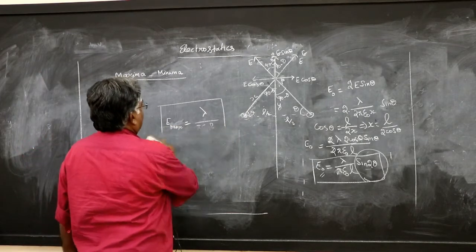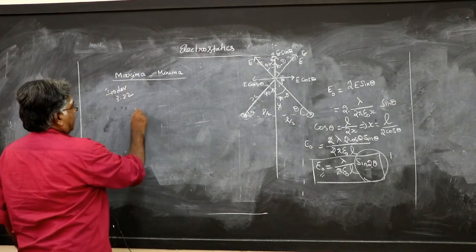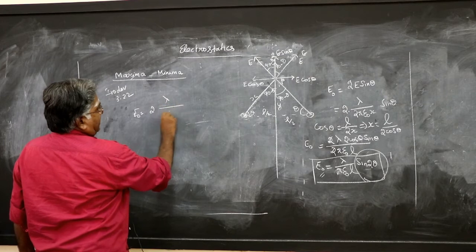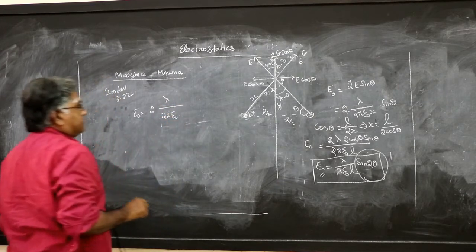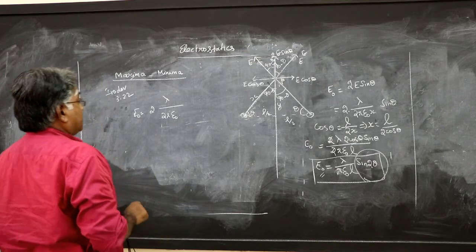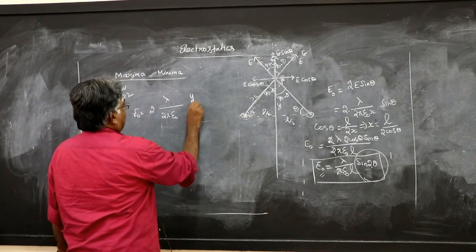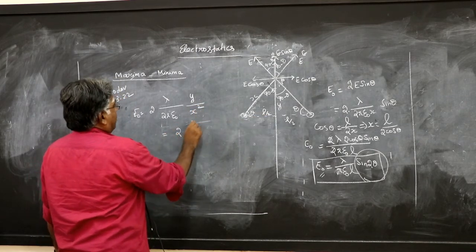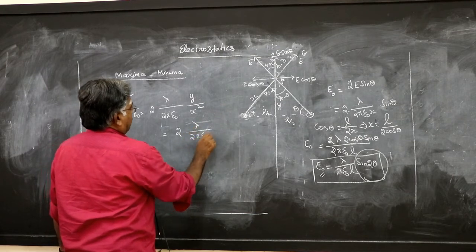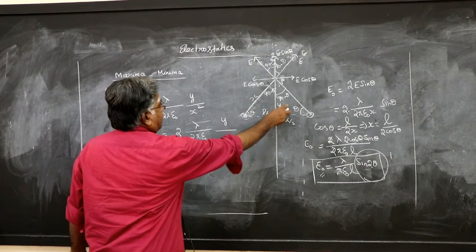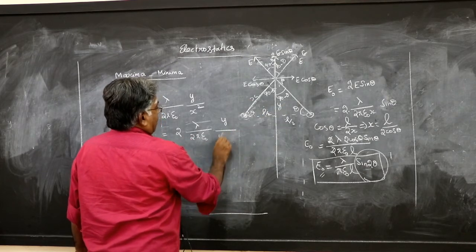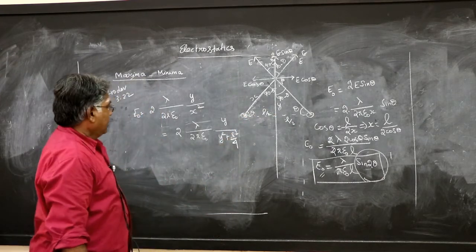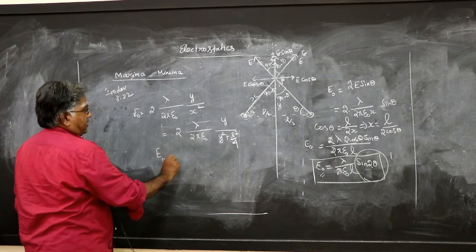See here, E naught is equal to 2 lambda by 2 pi epsilon naught. Sin theta will be y by x. Already one x is there, so y by x square. 2 into lambda by 2 pi epsilon naught, y by x square is y square plus L squared by 4. This is L by 2, square it. Therefore, you get the expression for the electric field intensity.